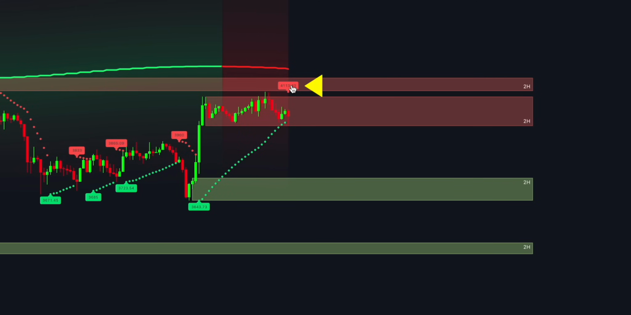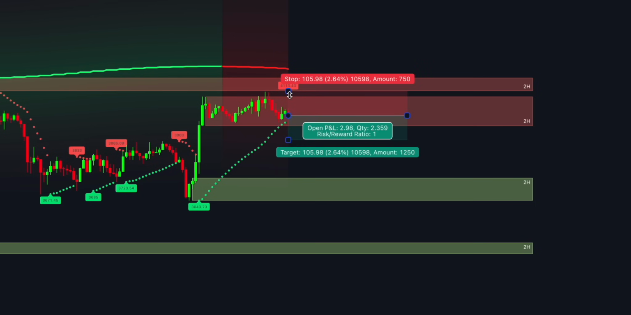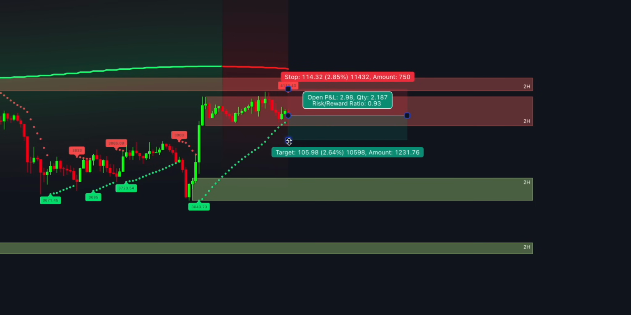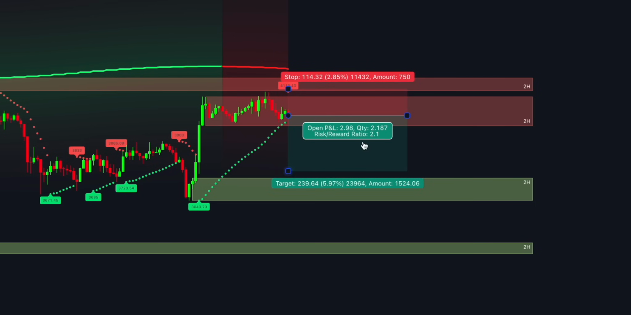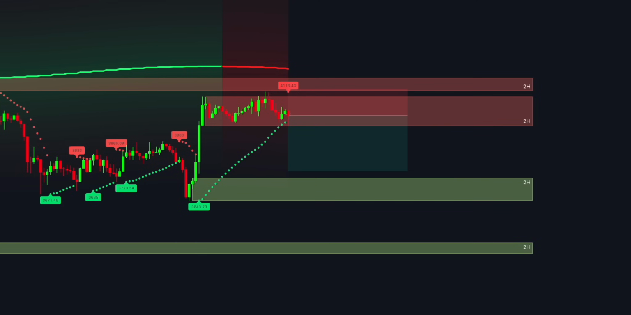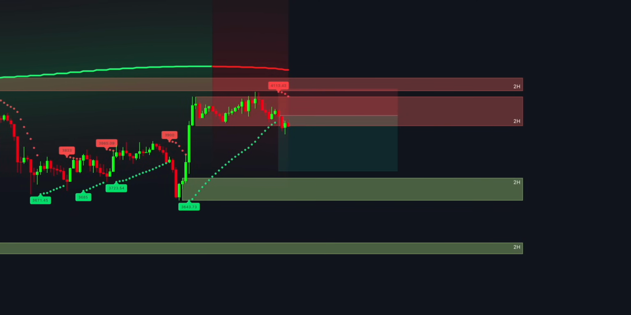In order to confirm the signal given by the parabolic SAR, check if the price is close to a supply level. Never sell a security if the price is near a demand level. Set the stop loss above the parabolic SAR dots and target 2 times the risk.